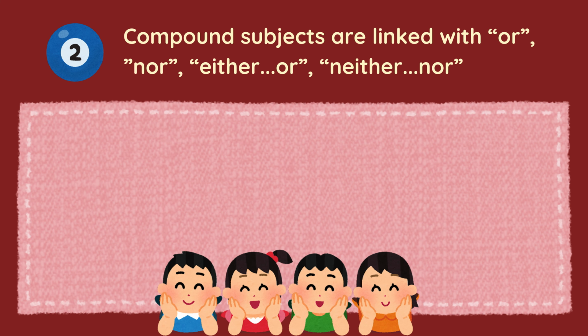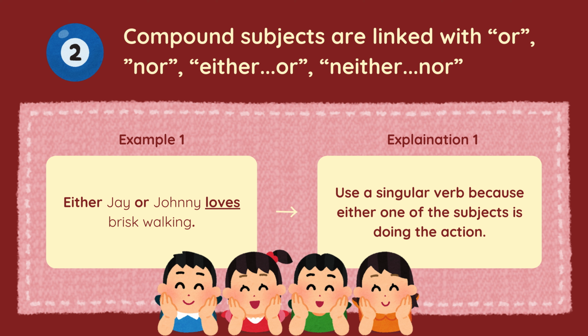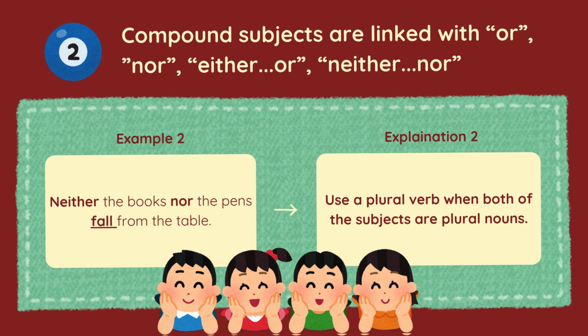Rule number 2. Compound subjects are linked with the conjunctions or, nor, either...or, or neither...nor. Here are the examples. First example. Either Jay or Johnny loves brisk walking. In this sentence, you must use a singular verb because either one of the subjects is doing the action.